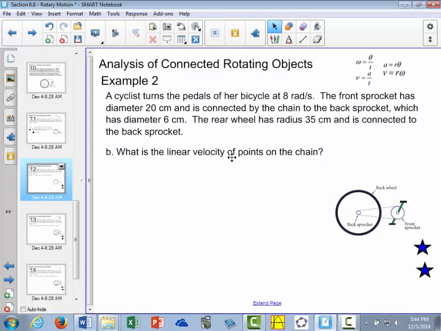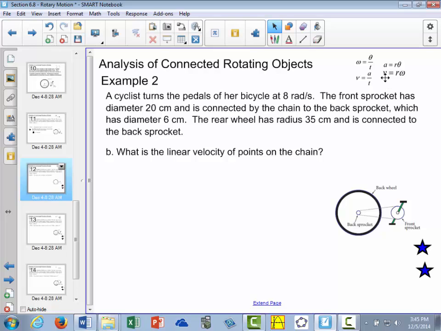What is the linear velocity of points on the chain? Okay, well, this chain is attached to the front sprocket, and this front sprocket is rotating, and points on the edge of this front sprocket must be traveling just as fast as the chain because they're attached. So if we can find the linear velocity of points on the front sprocket, we can find the linear velocity of points on the chain.